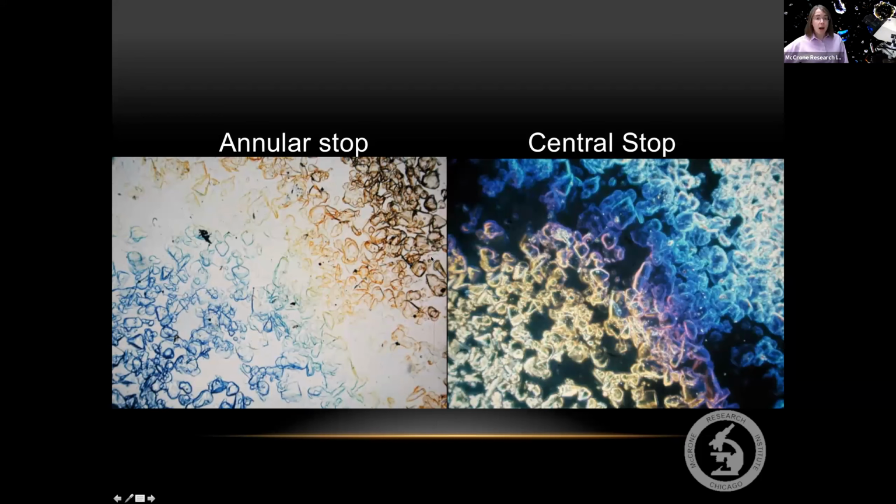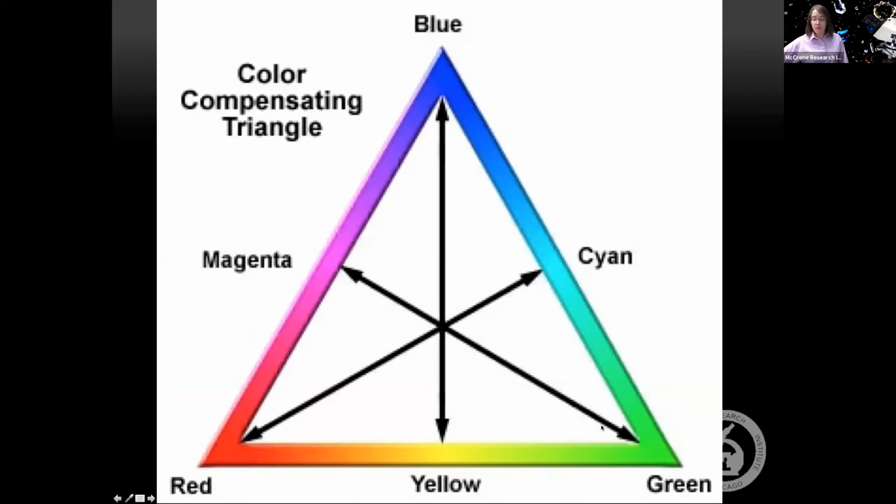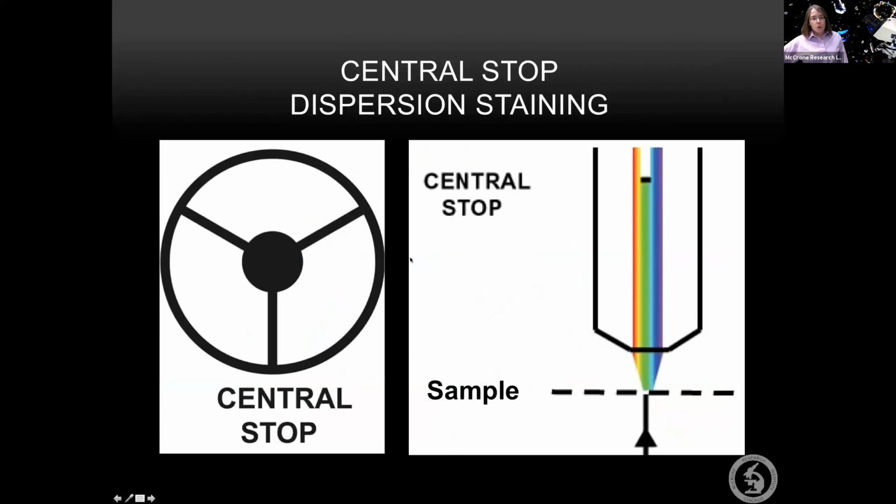So this color compensating triangle shows you what you would see. If green were the matching wavelength, of course, your particles would appear magenta. So with central stop dispersion staining, we're always looking at complementary colors. Now again, when we're setting up things for central stop dispersion staining, the type of objective I'm going to show you how to make is one of these. And again, it blocks out light traveling through the center of the objective, or basically that matching wavelength of light.